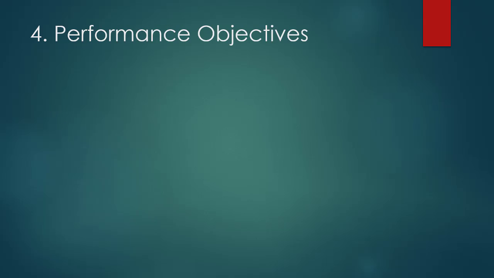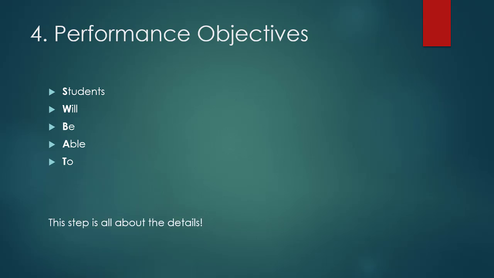Let's look at our performance objectives then as we develop our instruction. This one I like calling SWIBTA, simply because it's students will be able to. So what will our students be able to do when we are done? And again, looking at the alternative delivery methods, this needs to be evaluated very closely. This step is all about the details on what exactly the student will be able to do when done with their instruction.